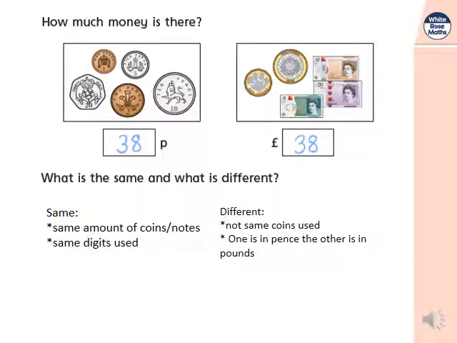Let's have a look. The question was, how much money is there? And in the first set there was 33 pence, and in the second image there was £38. And what is the same and what is different? And you could have looked and had to come up with 2, and some possibilities could have been the same amount of coins or notes were used and the same digits were used in the answers. Even though they're of different values, they both had the 3 and the 8 digit used. And what was different? Not the same coins were used, you could have said, or one is in pence and the other is in pounds. You may have come up with your other answers as well, but those were some first ones you could have used. Here comes another question.